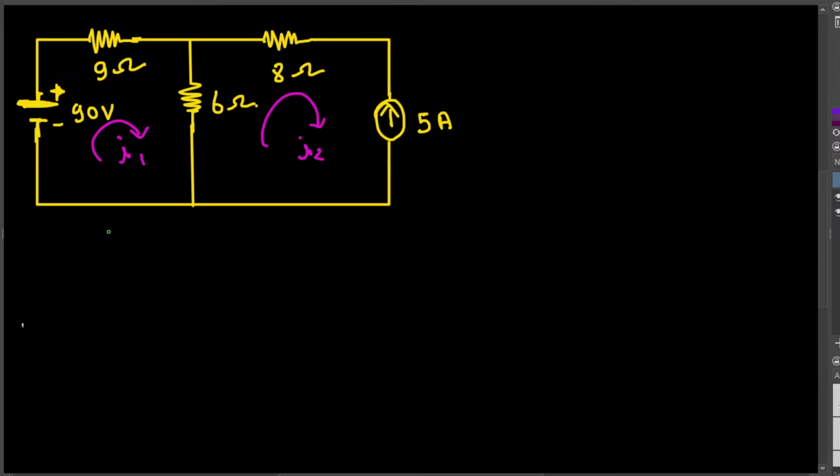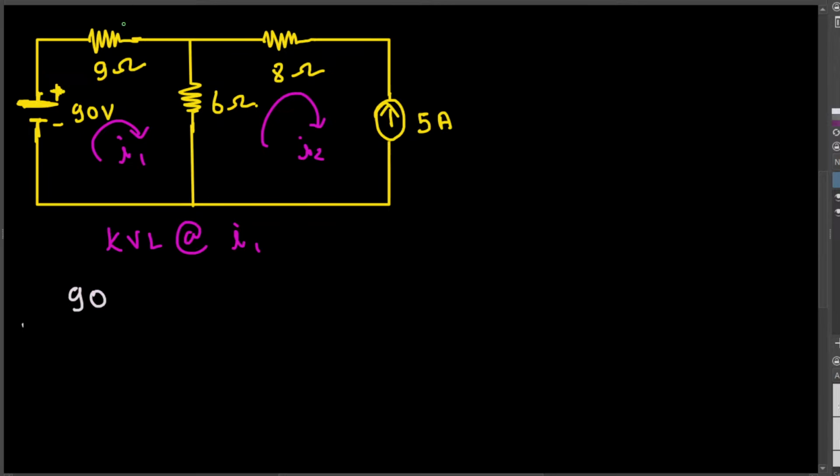So if I apply KVL at loop 1, or you can say I1. Here, if I'm looking at this loop, you can see this current is going from negative to positive. So this is going to be positive. That's a voltage rise, so positive 90 voltage.